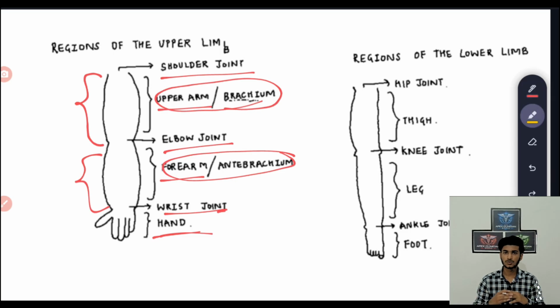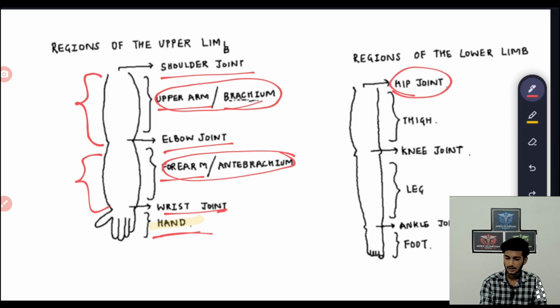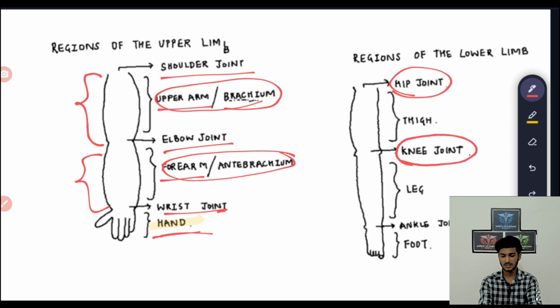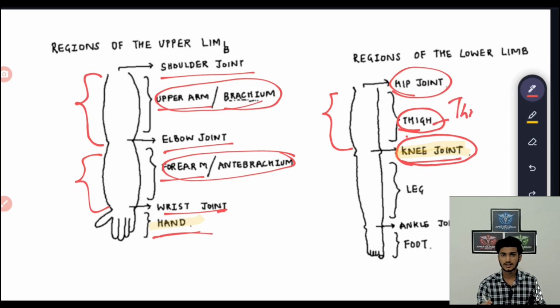The same thing goes with the lower limb as well. You will first appreciate the hip joint. Below the hip joint, you can appreciate another joint, which is the knee joint, and the structure present between the hip joint and the knee joint we will call the thigh region. The region present between the hip and the knee joint is the thigh.